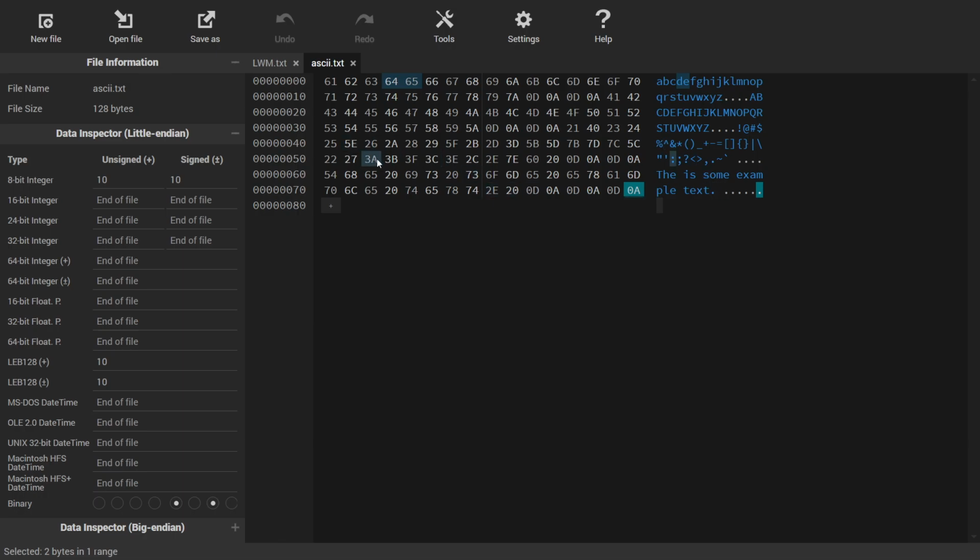Of course, if we look at some of these, we have some extra little tools. There's a bunch of information over here. It'll tell you different ways that the data may be interpreted, like 8-bit integers, 16-bit integers. If you know what integers are, those are whole numbers, right? So we can see 3B is 59. 20 is 32, right? It's doing a little bit of conversion for us, making our lives easy.